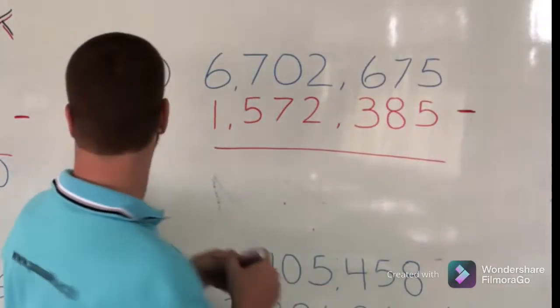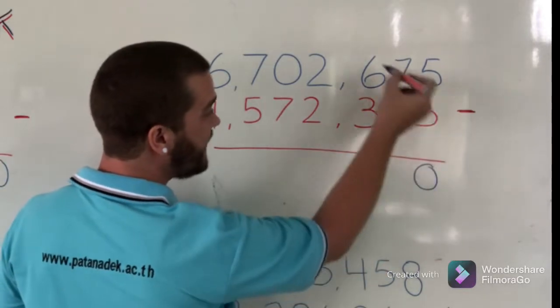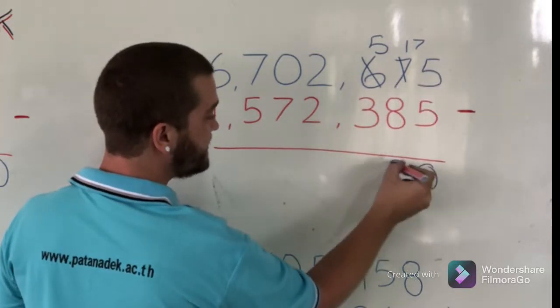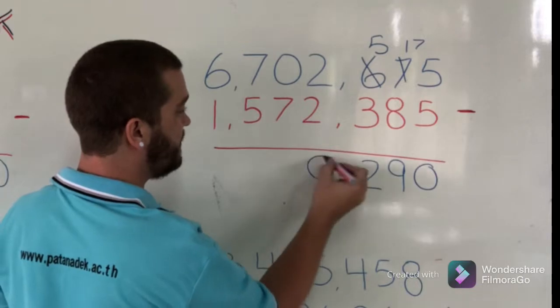5 minus 5 is 0. 7 minus 8, we cannot do that. So we're gonna turn this one to a 5, this one to a 17. This gives us a 9. 5 minus 3 is 2. 2 minus 0 is 0.